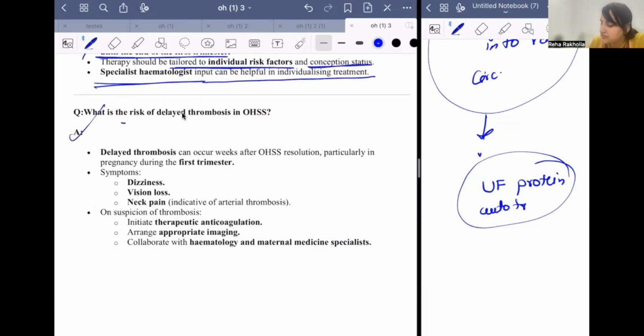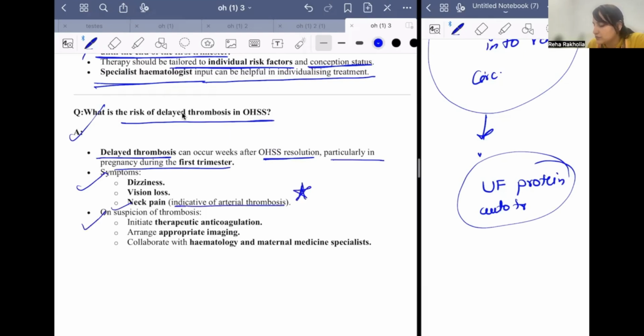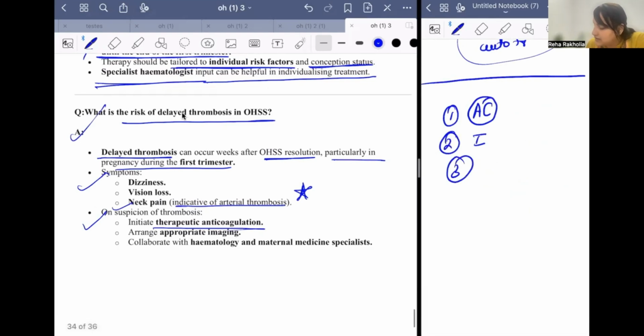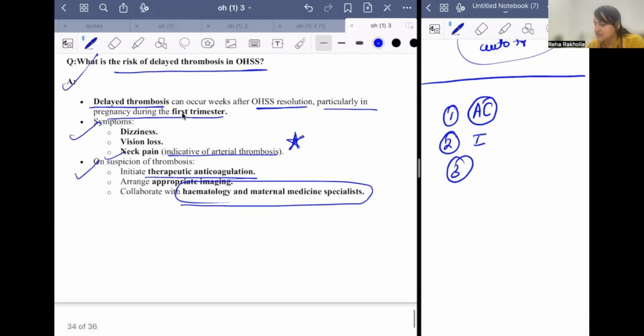What is the risk of delayed thrombosis in OHSS? Delayed thrombosis can occur weeks after OHSS resolution, particularly in pregnancy during the first trimester. Symptoms are dizziness, vision loss, and neck pain, indicative of arterial thrombosis. On suspicion of thrombosis, we'll have to initiate therapeutic anticoagulant. Appropriate imaging will have to be done, in collaboration with hematology and maternal medicine specialists.